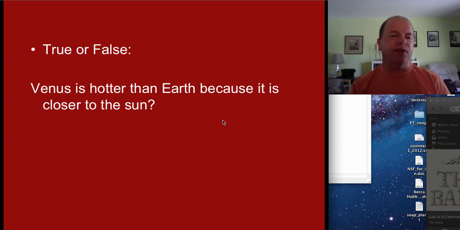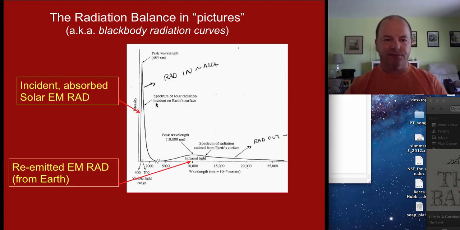Okay. Let's start this with a true or false question. I just sort of sold you the idea that the energy density incident on Venus was higher. So I'm going to ask you a true or false question. I'm not going to answer it yet. It's a true or false statement: Venus is hotter than Earth because it's closer to the sun. Seems like a reasonable thing too. So let's think about that as we go forth here.